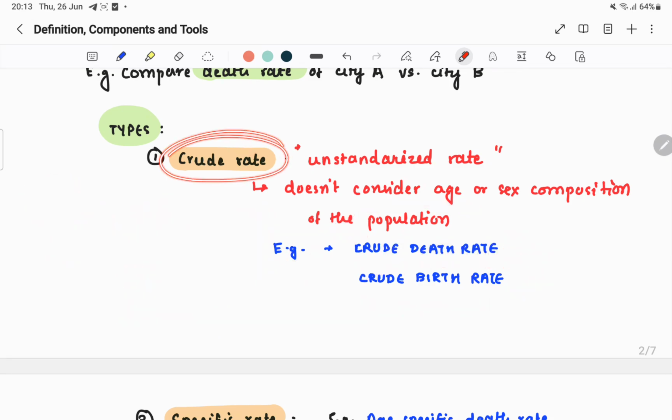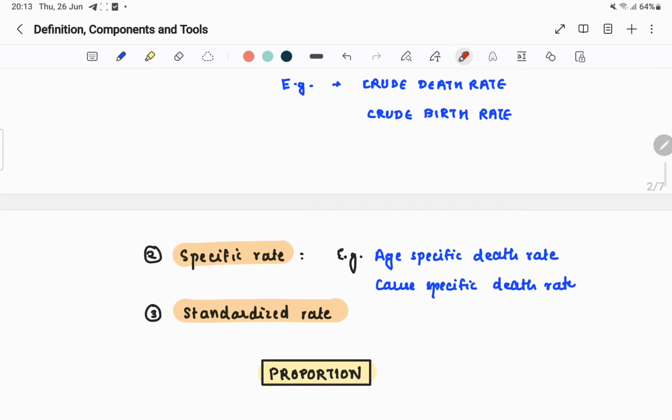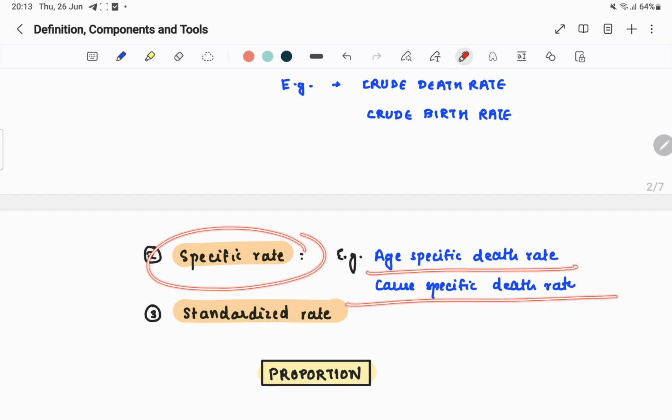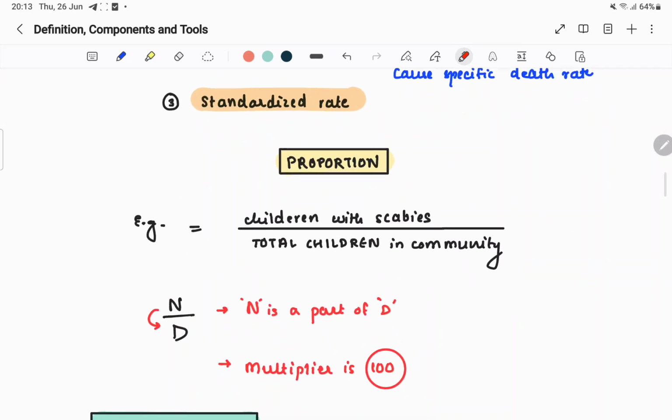A crude rate does not consider the age or sex composition of the population, like crude birth rate and crude death rate. Okay, specific rate, we have age specific, cause specific, gender specific, many can be there, because we are taking the age, the cause of the disease into account. So specific rate means a specific thing is there.